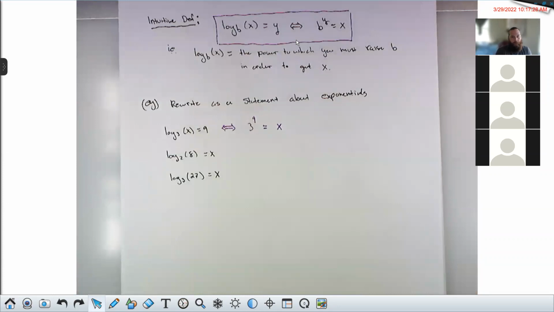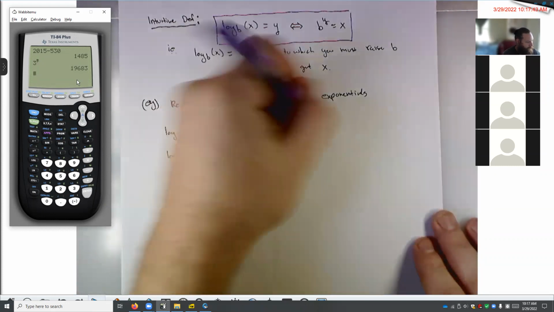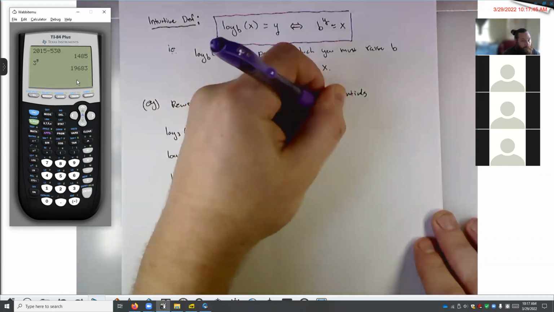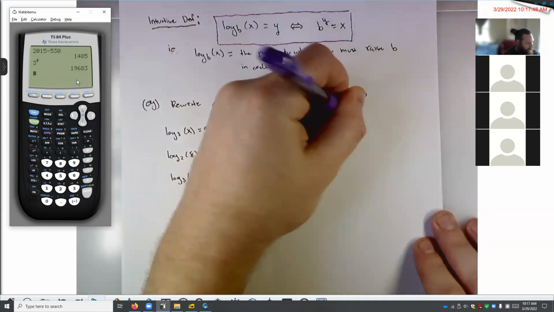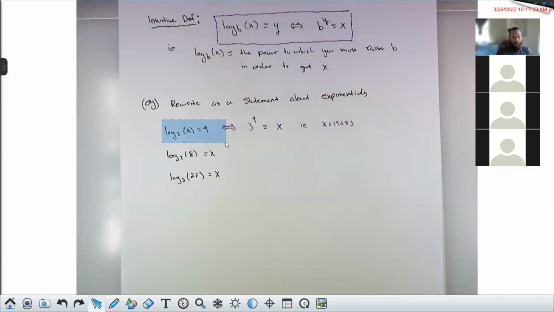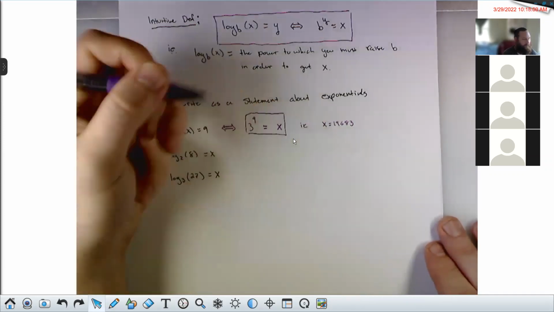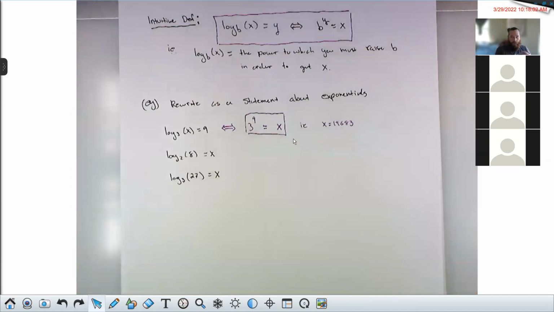Now 3 to the 9 is a number. We can actually compute that. It's a large number. 3 raised to the power of 9 is going to be quite large. Yeah, 19,683. We just solved the equation, the base 3 log of x equals 9. But this is what they were looking for. They just wanted us to rewrite it as a statement about exponentials, and that job is done. So we need to practice this until we get very comfy with it.